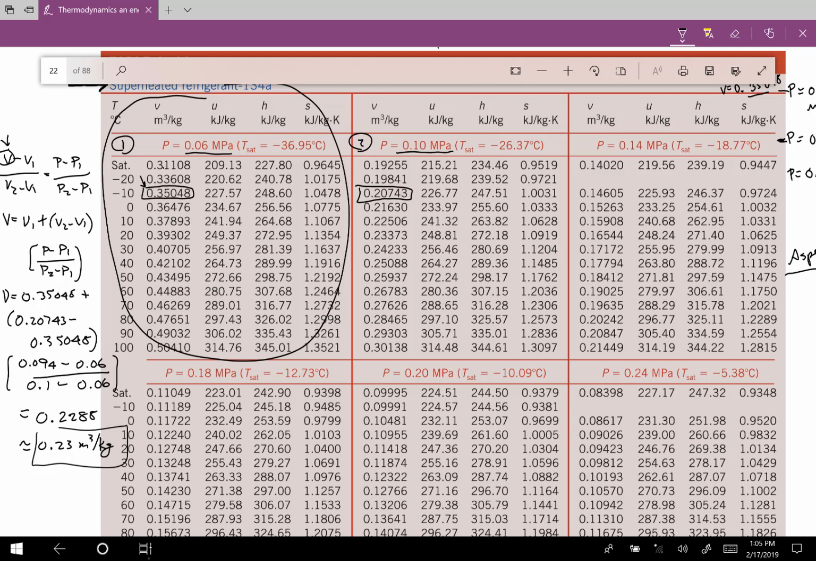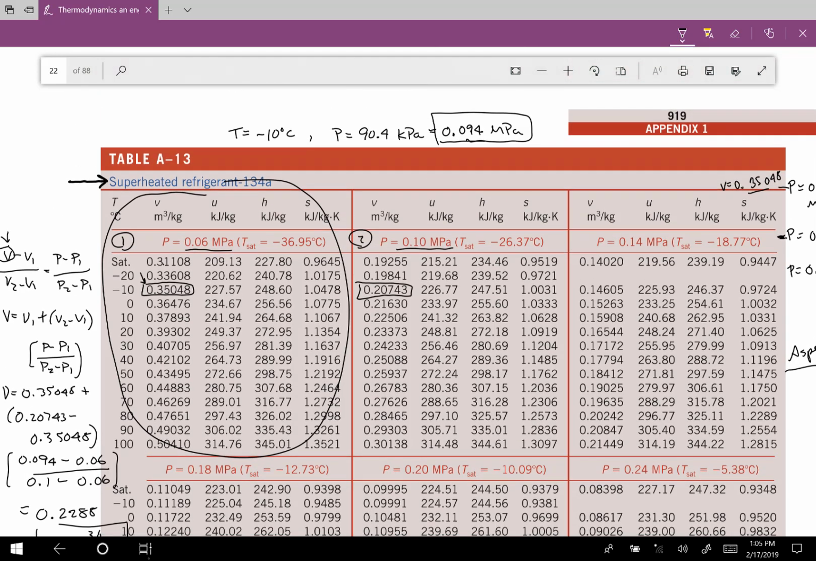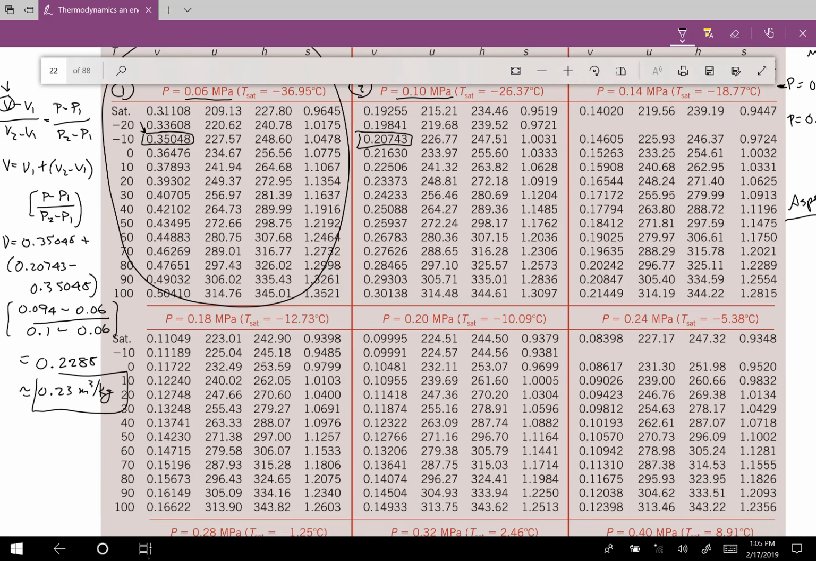Okay, so our specific volume at state 1, where T is equal to negative 10 degrees Celsius and P is equal to 90.4 kilopascals, is 0.23 meters cubed per kilogram. Now we want to look at state 2.